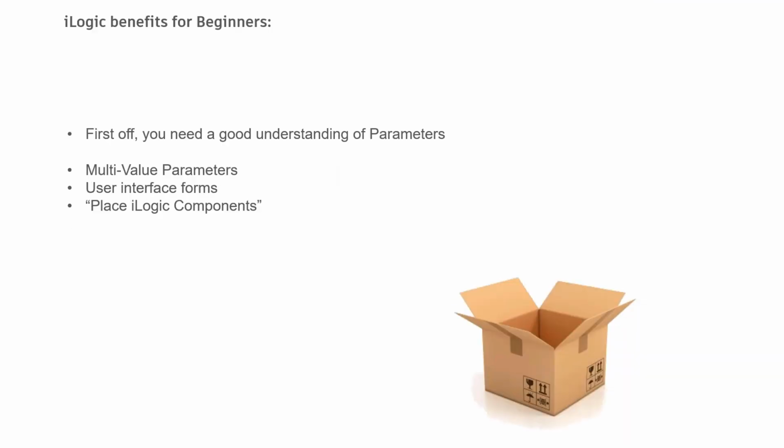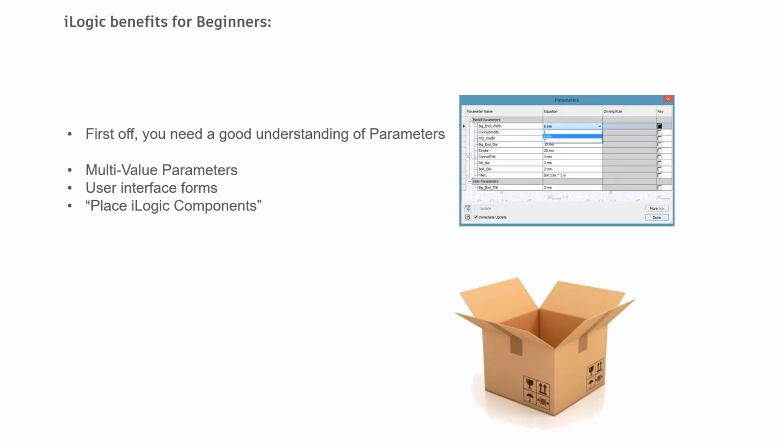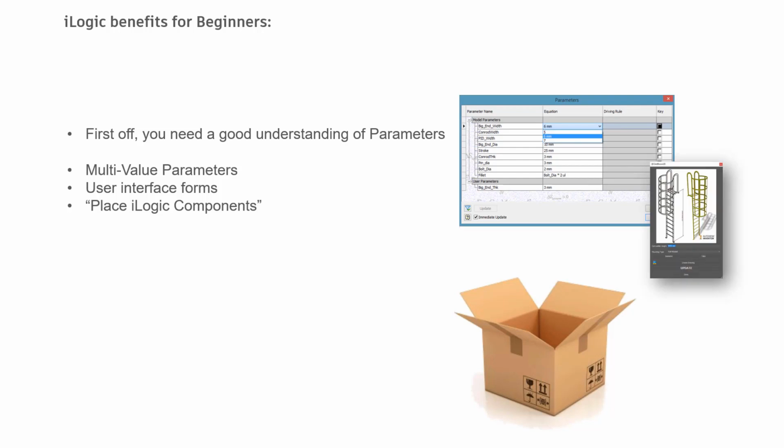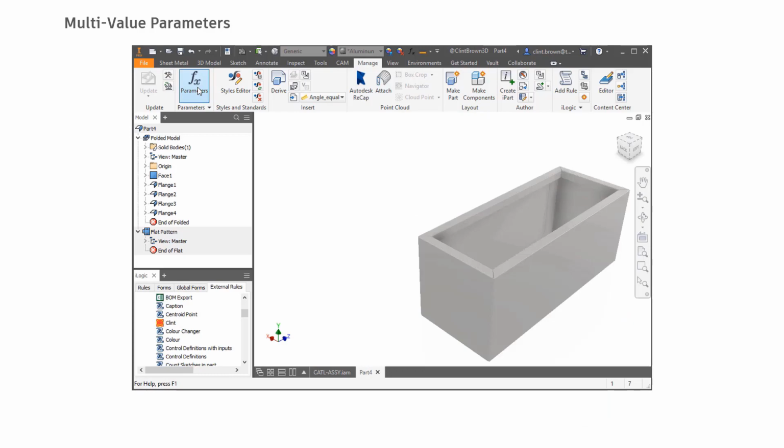So to start off, our focus is going to be on new users, people who have no experience of iLogic. What can we do straight out of the box without any programming knowledge? Well, we've got three really useful things. The first off are multi-value parameters, so the ability to have multiple values for a specific parameter. The next one is the ability to create our own user interface forms. And the third one is to place iLogic components. So we're going to do a little deep dive on each one of these.